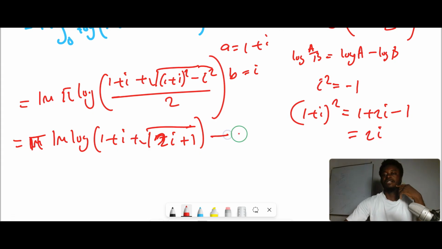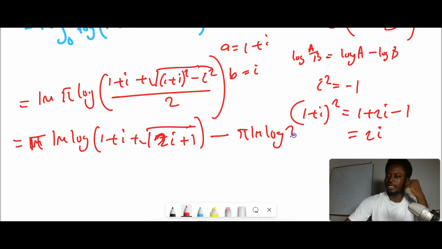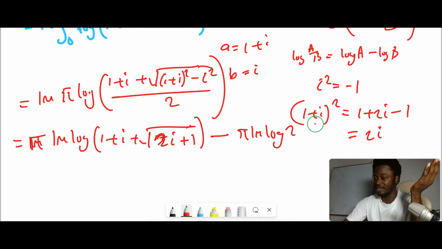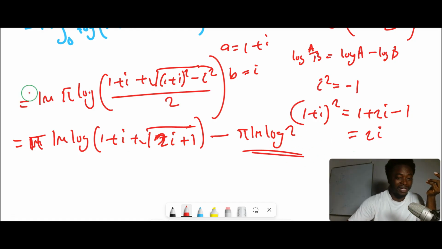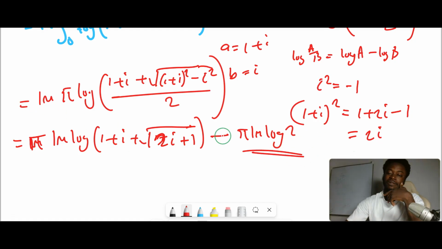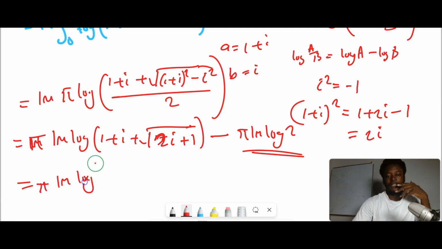Then I'm going to subtract pi times the imaginary part of log 2, but the imaginary part of log 2 is basically 0. So we discard this because we need the imaginary part of the whole expression. Pi log 2 is a pure real number, so we discard it. Basically we're looking for pi times the imaginary part of the logarithm.